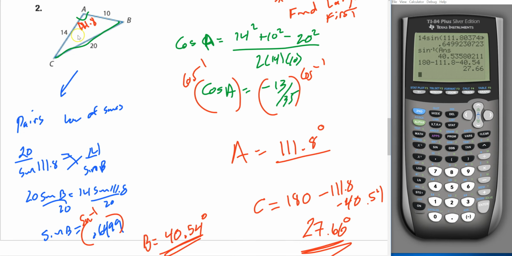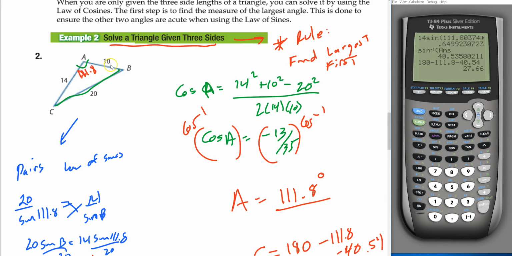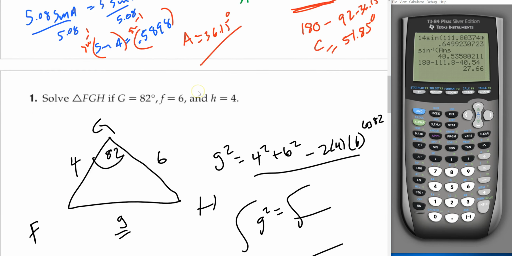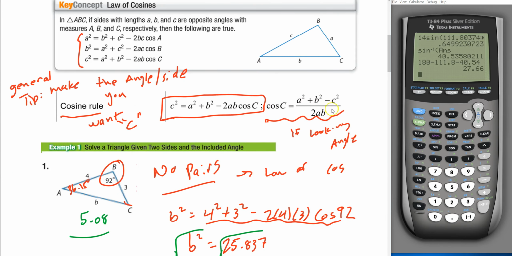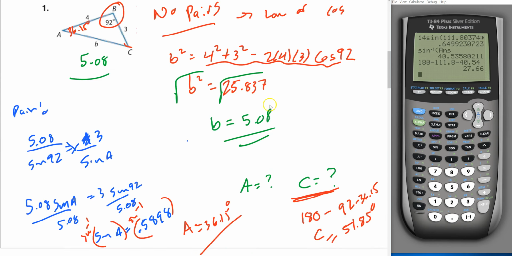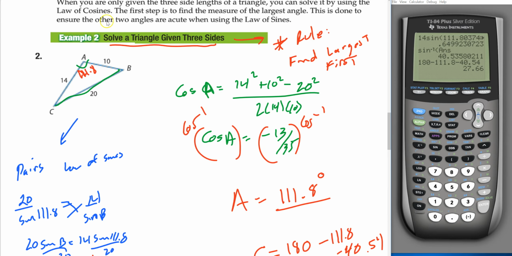The other one is when you have all sides. If you have all sides, again, still no pairs, so law of cosines. Use the other formula. I'm going to give you both. Use the other one because you're looking for an angle. Remember, the angle you're looking for first is your C, kind of. And if you have all sides, you generally want to look for the biggest angle first, unless they ask you for a specific angle.